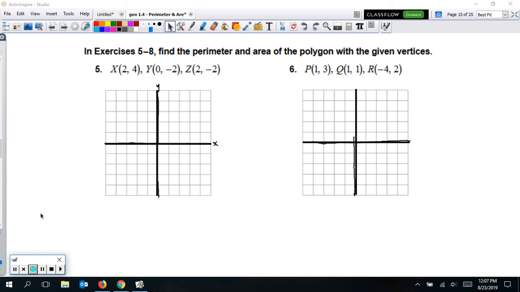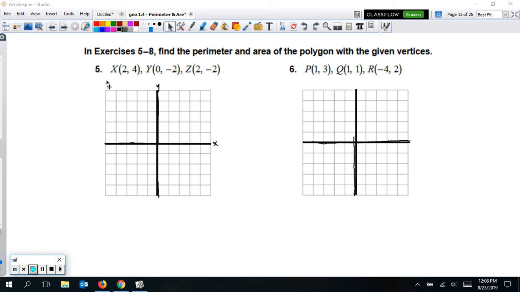Okay, so now continuing on with our extra practice, number 5. 5 through 8, in fact, say find the perimeter and area of the polygon with the given vertices. So we're going to first plot these points and make a shape. And these are going to be triangles here because there's only 3 vertices. Once we plot those and get the shape, then we want to find the perimeter, which is the distance around the outside of the figure, and then we also want to find the area of the polygon, which is the space on the inside in square units.